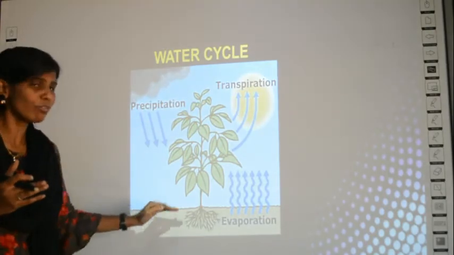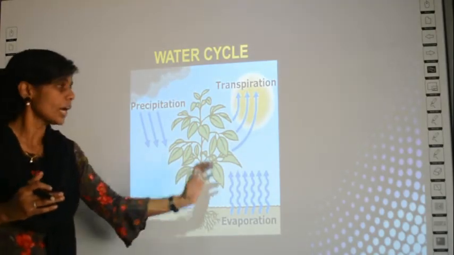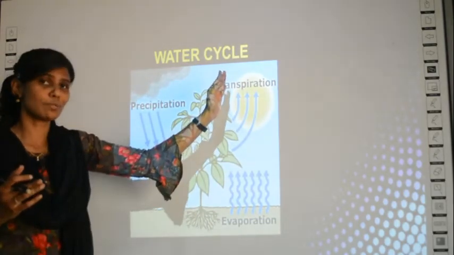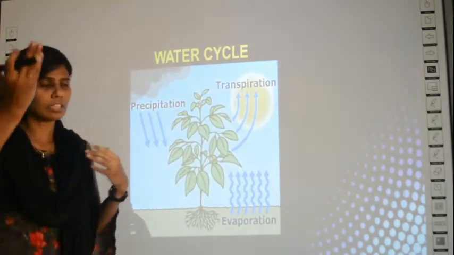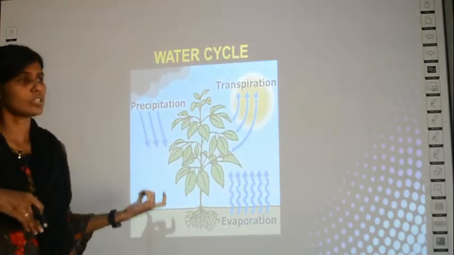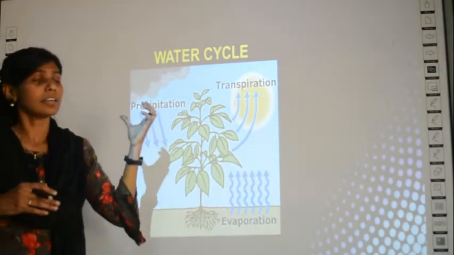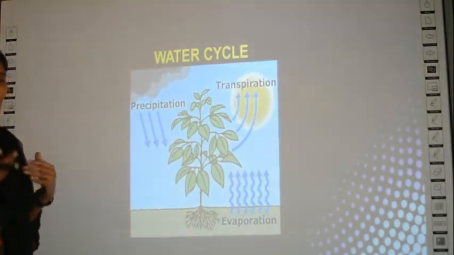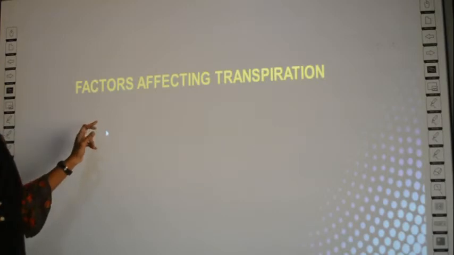So when there is rainfall, water will come to the ground, and either by the process of evaporation or by the process of transpiration, water is returned back to the environment, and again it falls down as rainfall. So water is cycling, and transpiration plays an important role in the water cycle. This is one more use or significance of transpiration.